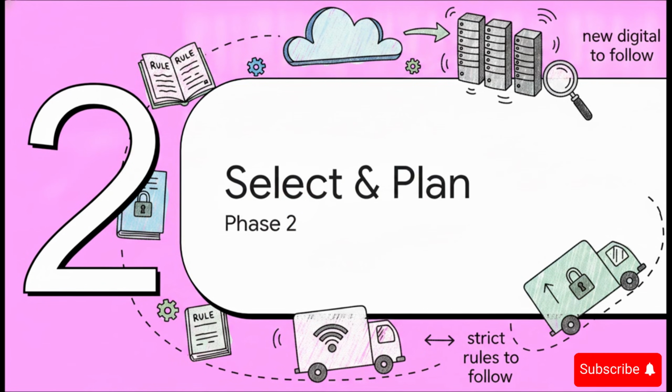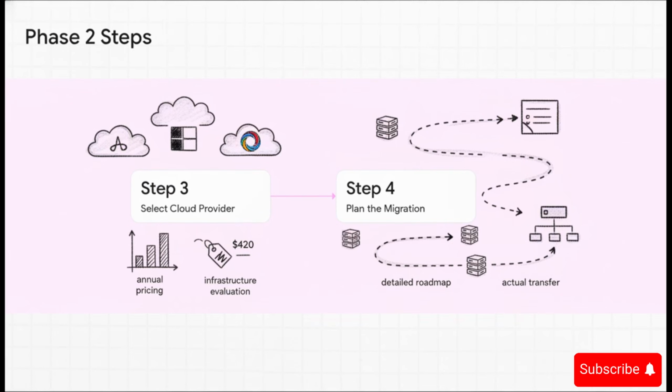Moving right along to Phase 2, select and plan, it's time to pick our new digital home and map out exactly how the moving trucks are going to get there. This phase brings us to Step 3 and Step 4. Step 3 is selecting the actual cloud provider. You're evaluating the heavy hitters here: Amazon Web Services, Microsoft Azure, Google Cloud. You've got to carefully weigh their annual pricing, their infrastructure, and their tools against that specific strategy we just talked about.